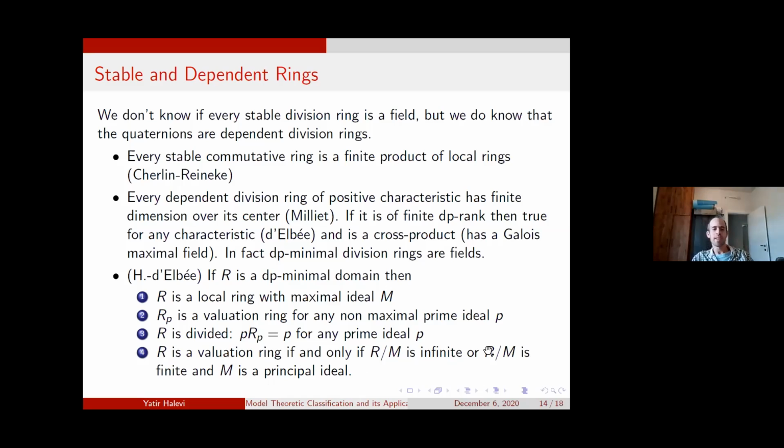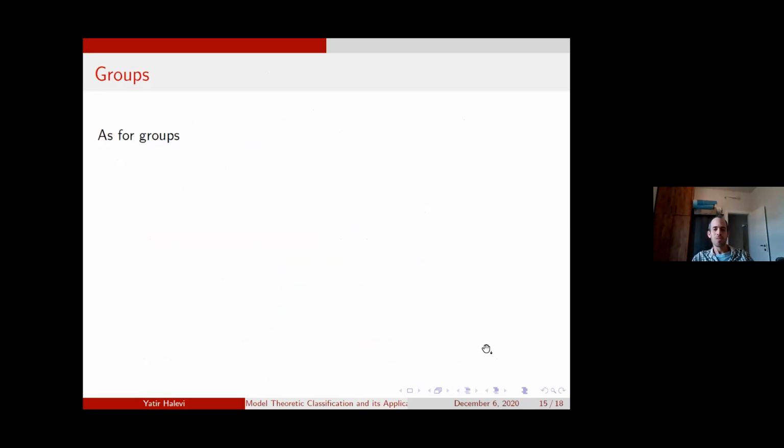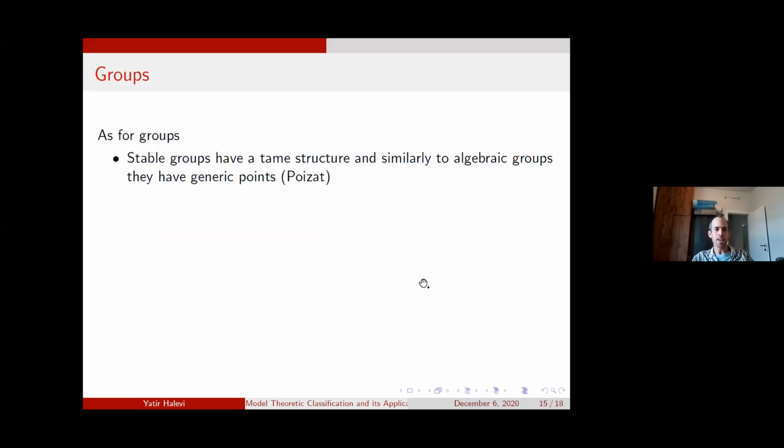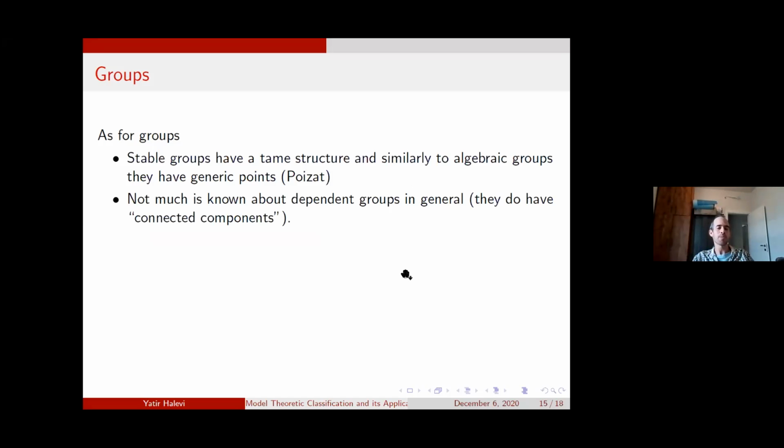So in the few minutes I do have left, let's maybe say a few things about groups in general, and I think we'll conclude with that. So as for groups, we know that stable groups have tame structures, that they have generic points very similarly to algebraic groups. There's not much known about dependent groups in general, but we do know that there are some kind of connected components that arise, like there's a topology around.